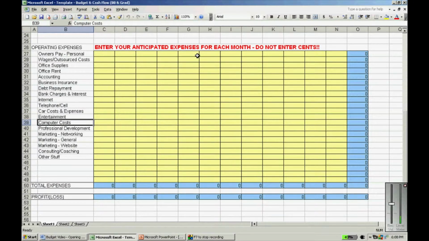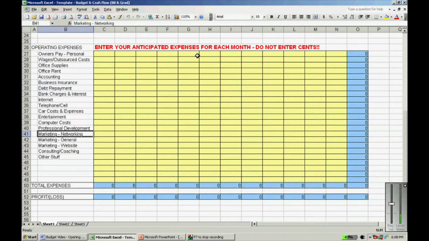Computer costs. This might include computer leases and or purchases, web-based services such as GoToMeetings, software, IT support costs, to name just a few. Professional development. This would be fees for courses, workshops and seminars. Also include the subscription costs of all the trade magazines and newspapers you might get.